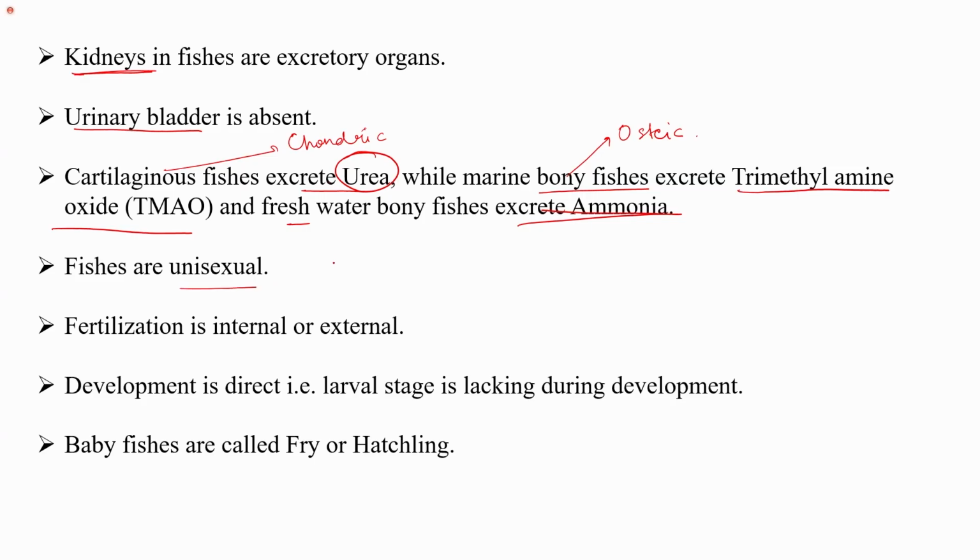Fish are unisexual, that is, the male and female parts are different. Fertilization may be internal or external. Development is direct, that is, the larval stage is not present. Baby fish are called fry or hatchlings. So the egg directly develops into an adult without going through any larval stage. So the development is direct.